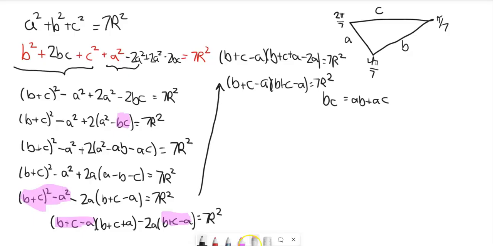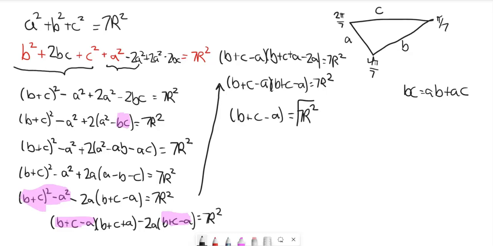Let me erase this quick so we'll get it out of the way. Go over here and rewrite it because we did use it. So now here's what happens. I have (b + c - a)² = 7r². I could take a square root to both sides here, keep the principal square root, b + c - a, and I get the square root of 7 times r.